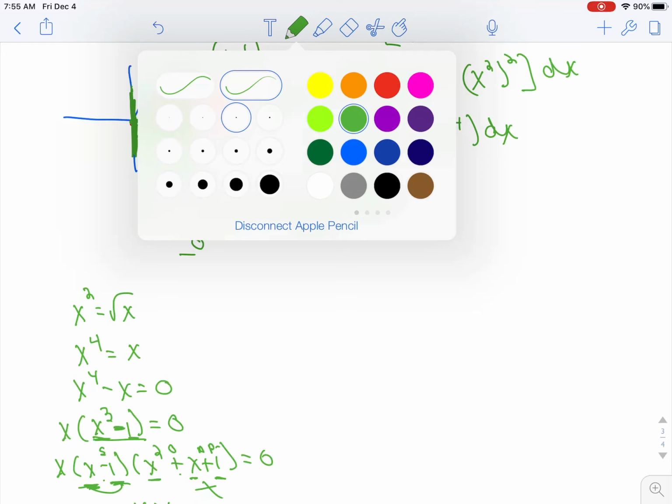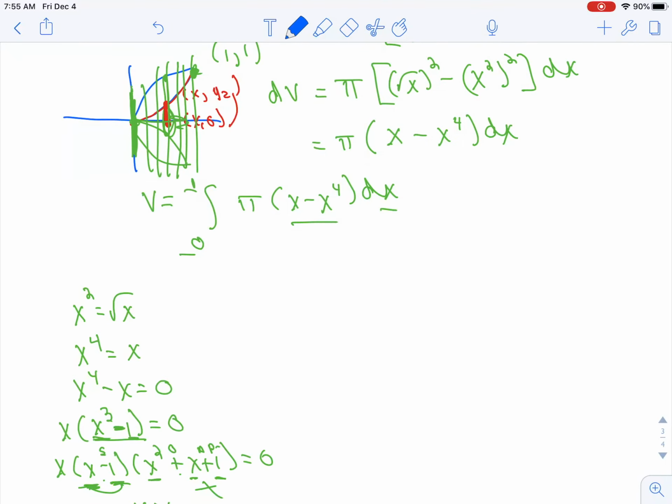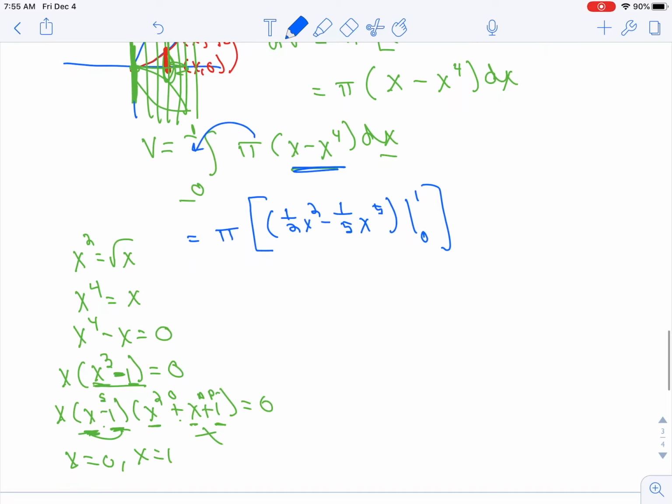So now, again, just for the practice, let's do this one by hand. And so I'm going to bring the pi out in front. So I have pi times, now we need the antiderivative of this, so that's going to be 1/2 x squared minus 1/5 x to the 5th, evaluated from 0 to 1. And it looks messy, but we're putting 0 and 1 in, so that makes life a little bit easier.